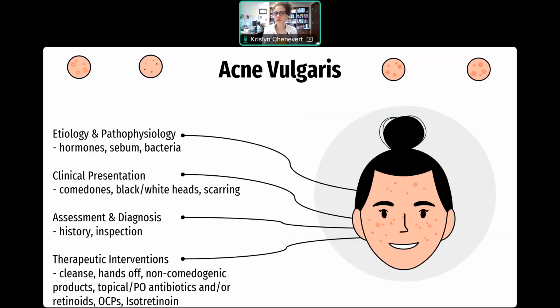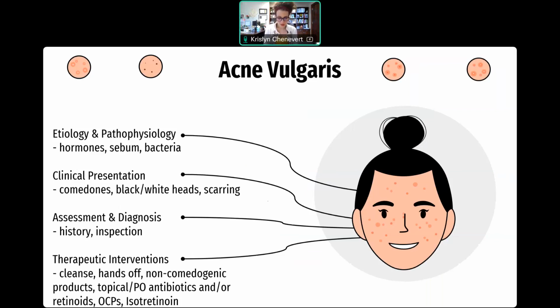It's also used more commonly with the more severe nodular cases of acne that are going to cause those pick marks and just that long-term scarring. So this drug can be very dangerous. It is pregnancy category X. It will cause fetal harm if the patient takes it while she's pregnant.